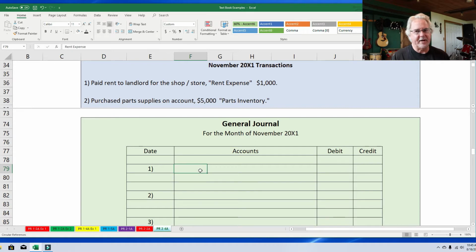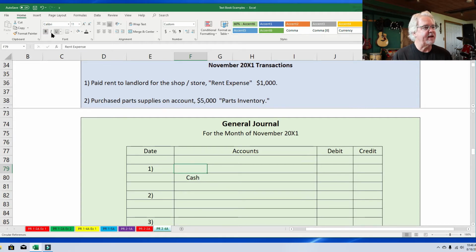So let's see what's going on. I've got some really good rules of thumb for you too. So here's what it is. Paid rent to the landlord for the shop store. Rent expense, $1,000. So here's what you want to remember: whenever you pay out cash, list it second. There we go. List it second. And expenses are always listed first.